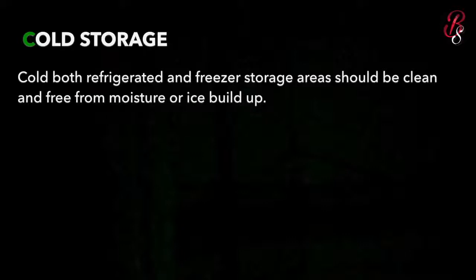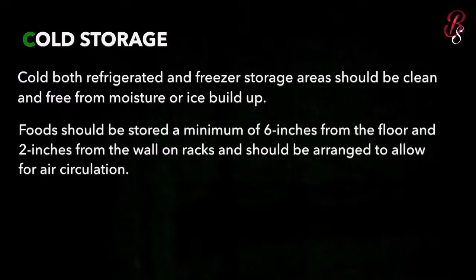How can we store the food in a perfect way? Food should be stored a minimum of 6 inches from the floor and 2 inches from the wall or rack, arranged to allow for air circulation. Definitely, as we saw in the dry storage, it is not only in the cold storage or dry storage, it is everywhere. Storage must first of all not be in contact with the ground, and must be a little bit raised, so air can circulate completely.